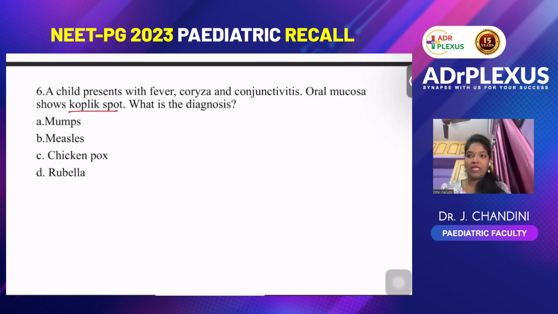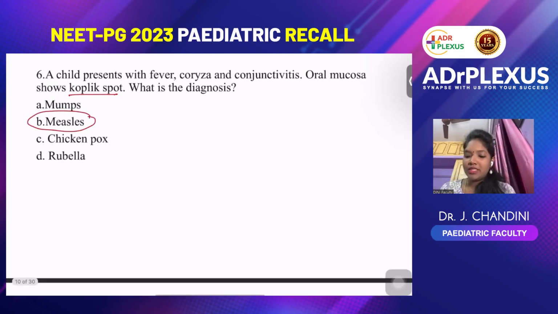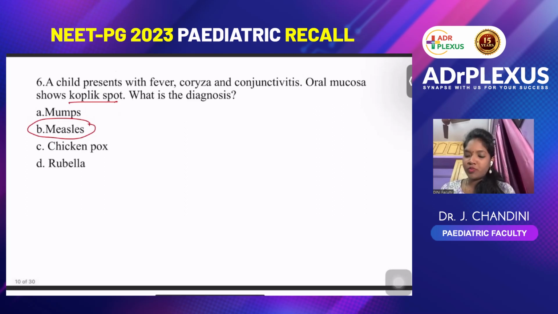Is it mumps? Is it measles? Is it chickenpox or rubella? So this is a very direct question. Koplik spot is seen in measles. So the answer is measles. What do you mean by Koplik spot?